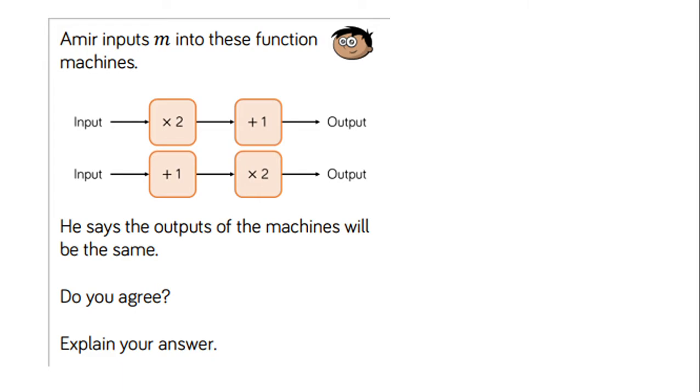Okay, this time we've got Amir. And Amir puts m into these function machines. The first one: input, multiplied by 2, plus 1, gives you the output. The second one, the functions acting on this are plus 1 and then multiplied by 2. Now, Amir says the outputs of the machines will be the same. Okay, now, do you agree?